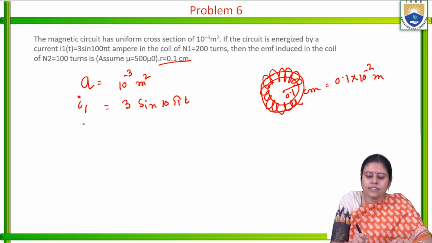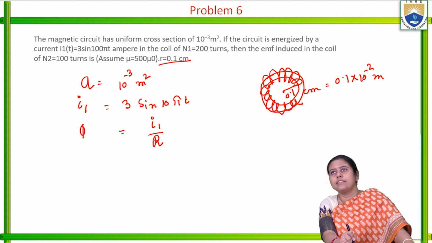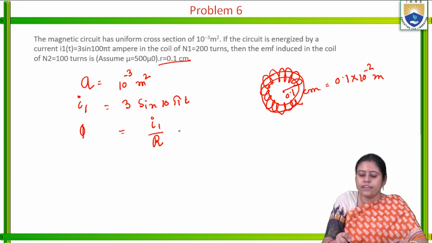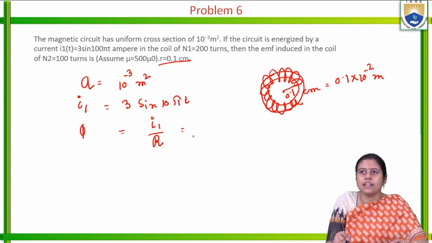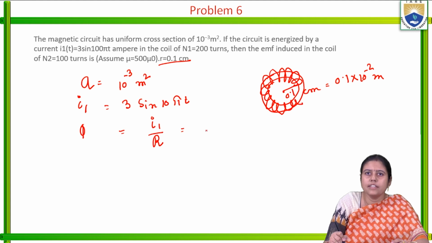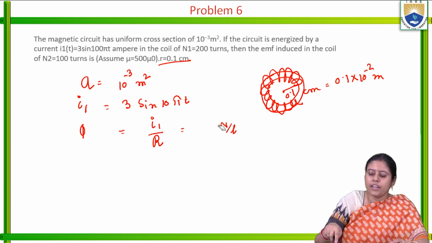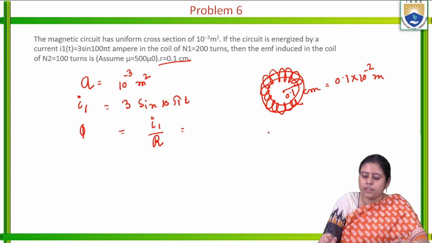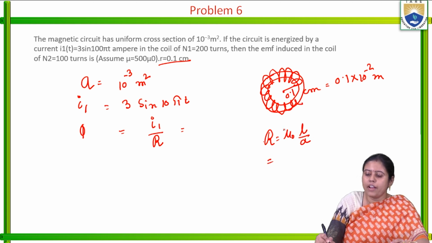So how to get the flux? Flux is equal to current by reluctance. And what is the reluctance? Reluctance is equal to L by mu naught A. So what is the value of L?